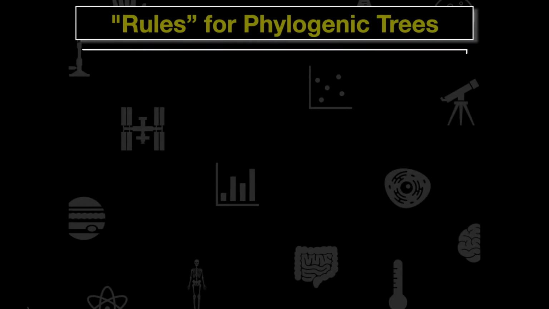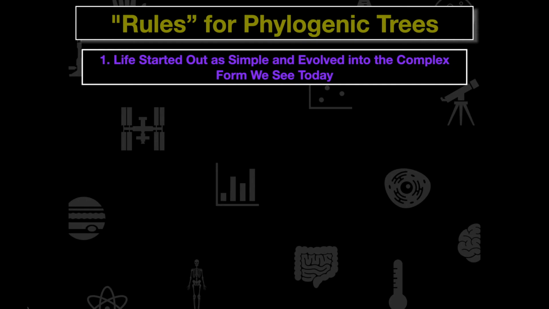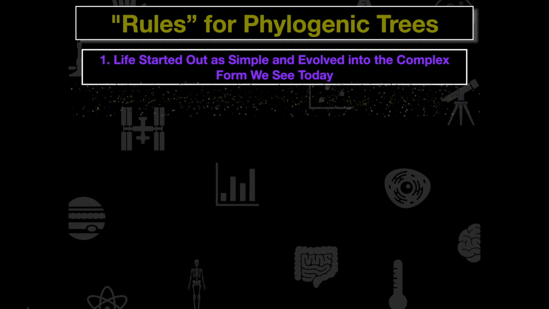Now, the first rule is going to be that life started out as simple and it evolved into the complex form we see today. So we can see organisms like bacteria and different types of fishes that eventually led to the terrestrial organisms that we see today. And we're really thinking about these trees as going from simplest to more complex. This isn't a hard, steadfast rule, but in many cases we can go through and make this generalization.